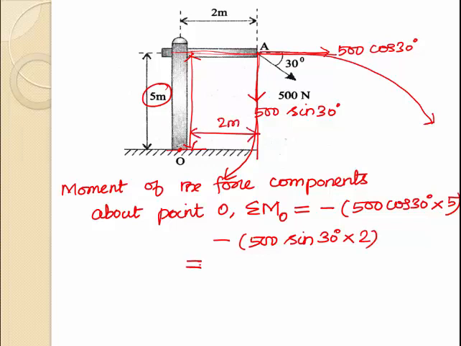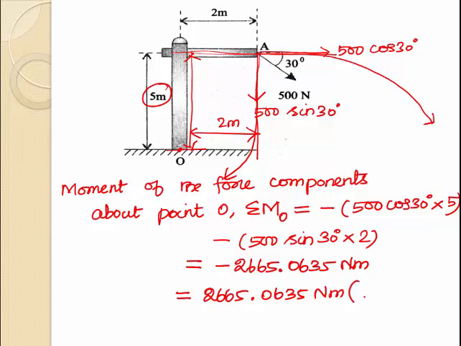So the net bending moment of the force components about point O is minus 2665.0635 Newton meter. Since the obtained net bending moment value is with the negative sign, the net bending moment is acting about point O in the clockwise direction. That's all about the problem.